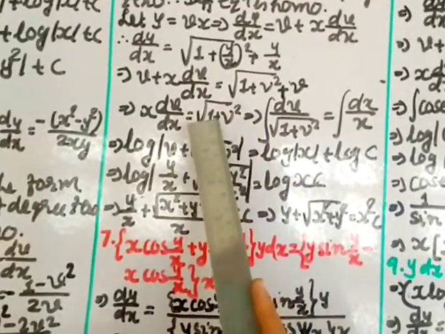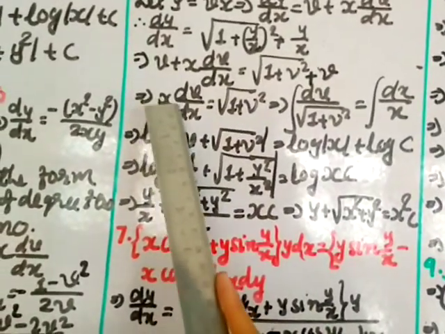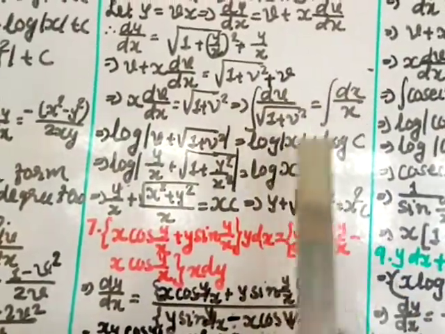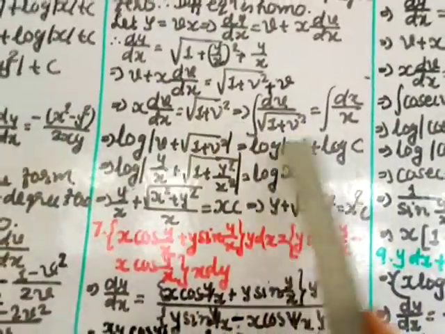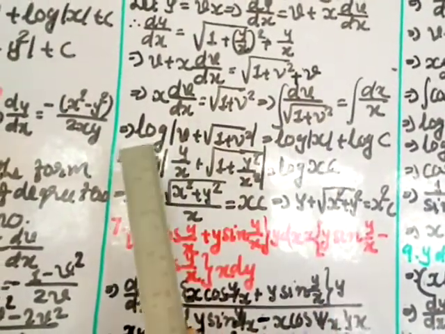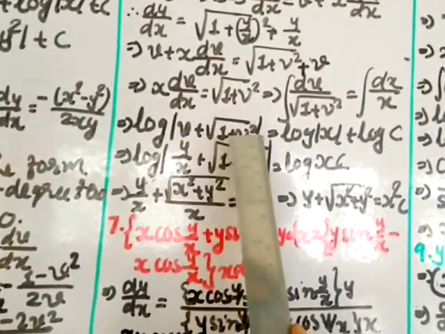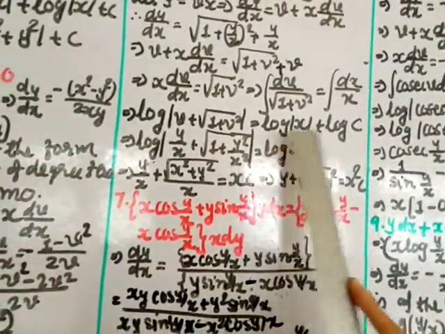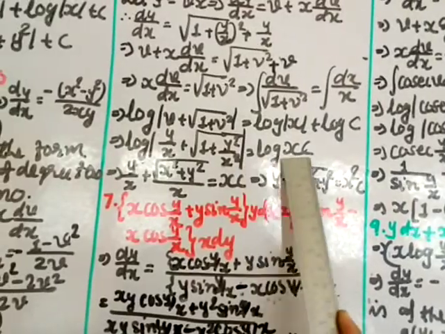Separate the variable and integrate. So this will come in the denominator, and the dx will go to the numerator and x will come to the denominator. Integrate both the sides. So here also we'll use the standard result. This formula is there. The answer for this is log of v plus square root of 1 plus v square equals, and since both are log, I am writing log c. And this log x plus log c can be written as log of x into c.